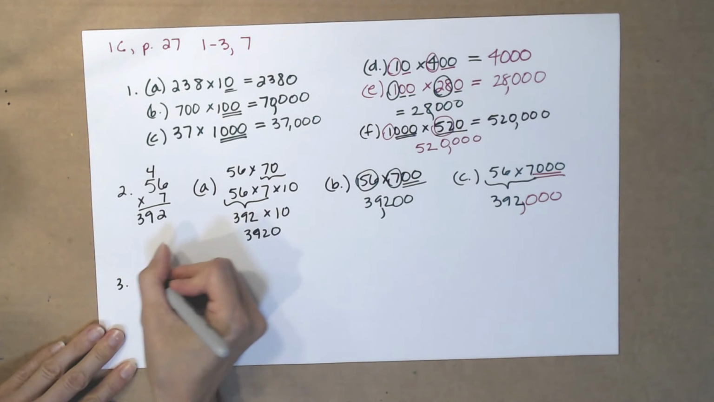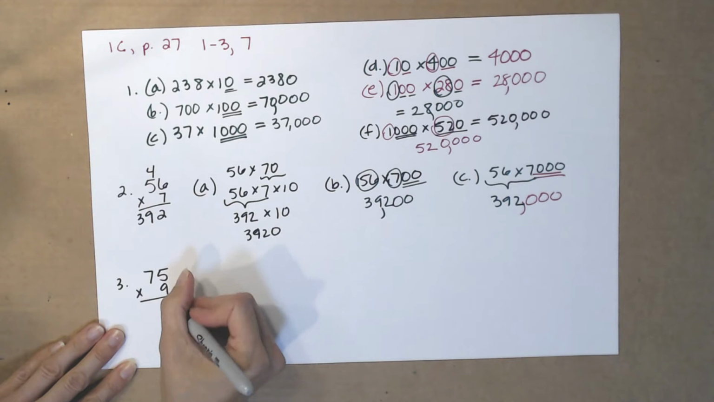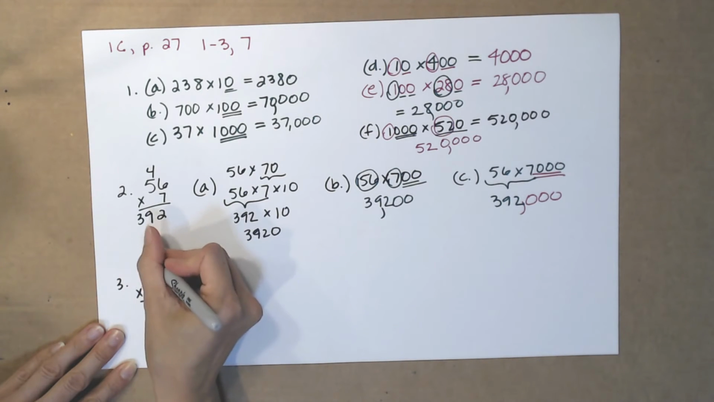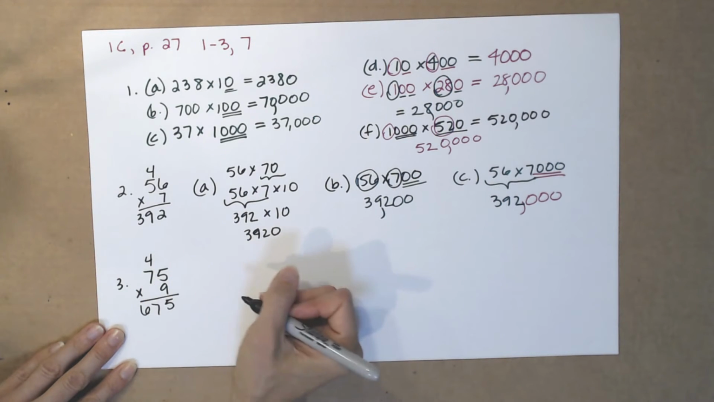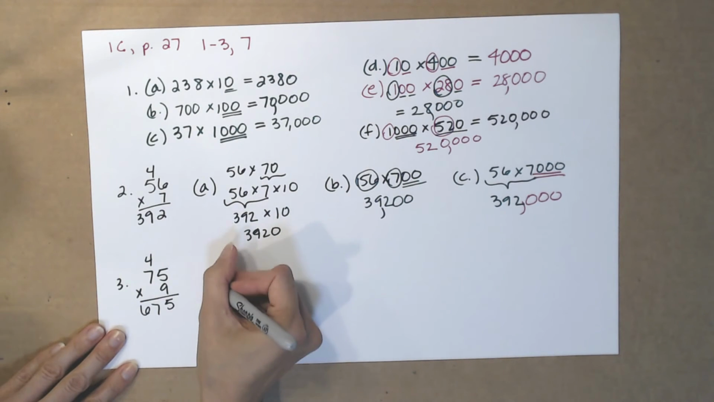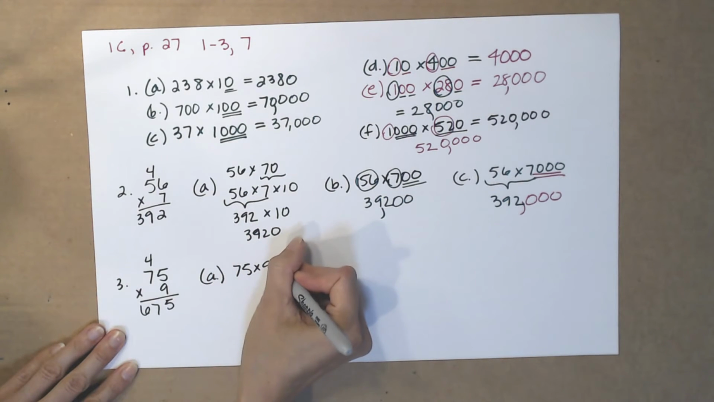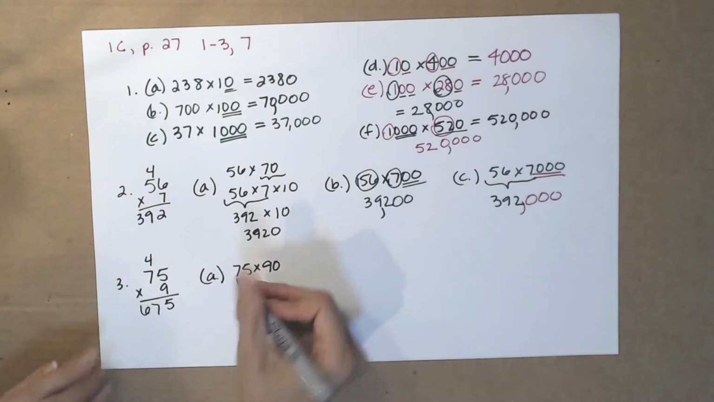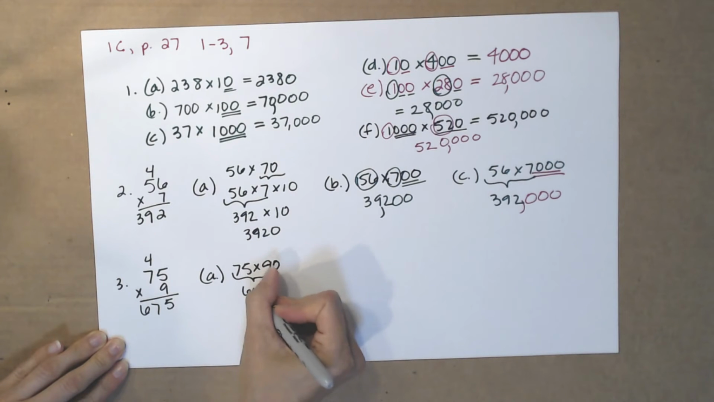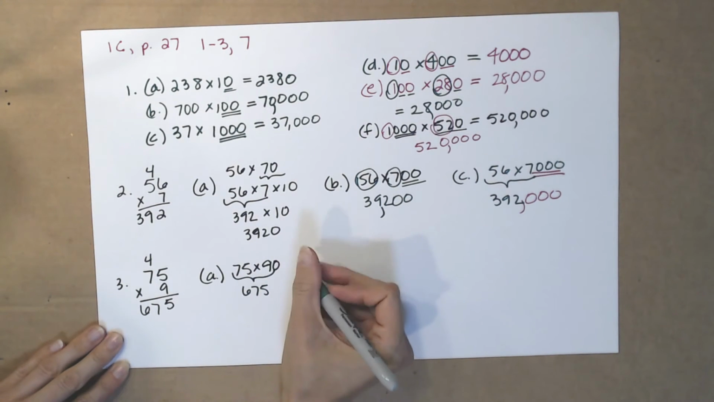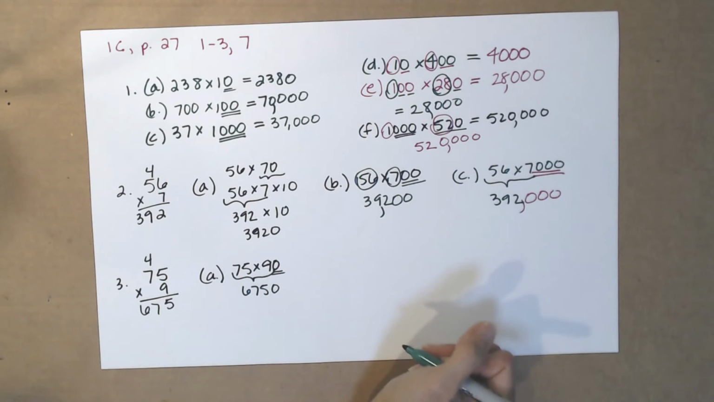Multiply 75 by 9. So we start with 75 times 9. 5 times 9 is 45. 7 times 9 is 63, plus 4 is 67. So now we can answer A, B, and C. The first one says, what is 75 times 90? So again, we already know what 75 times 9 is. That's 675. So 75 times 90 would just be that number times 10, and you add that 0.